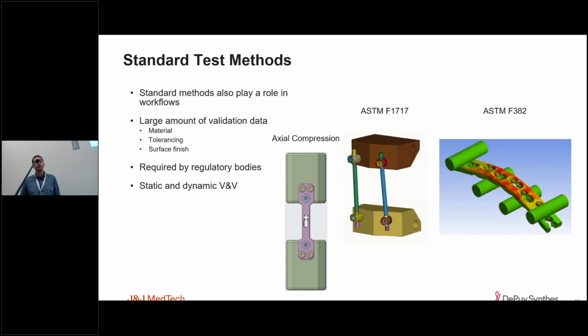I think these are actually relatively easy to validate because we have a large amount of validation data through all of our manufacturing sites. It can be hard to mine that data, but we have relatively tight bands on that data relative to, say, a biomechanical modeling approach.